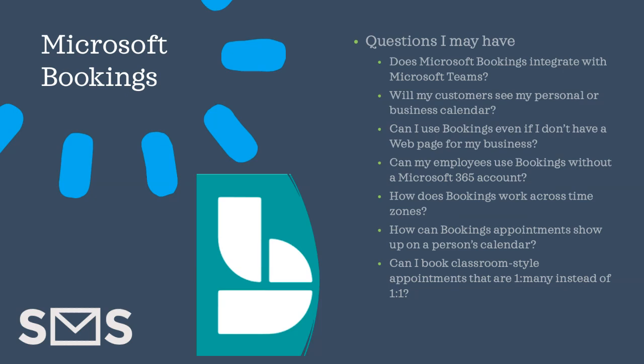Fine. And the last one we've got on bookings today is, can I book a classroom style appointment? Yes, so we're talking about a one-to-many instead of a one-to-one. If you book a hairdresser, you're going to take him up for the whole hour. But for instance, a teacher or a yoga class or something like that, there may be several of you in the class. So you can set the resources within it to allow up to a certain number of people to attend for that one appointment.